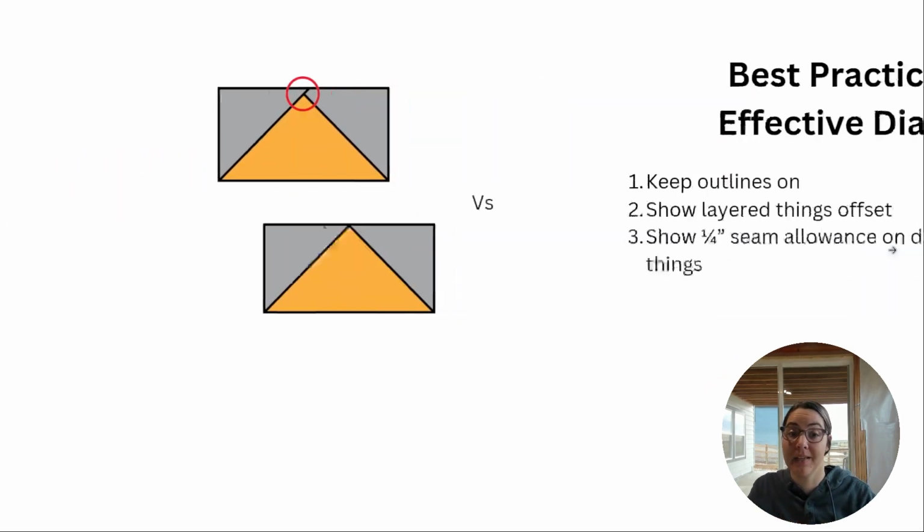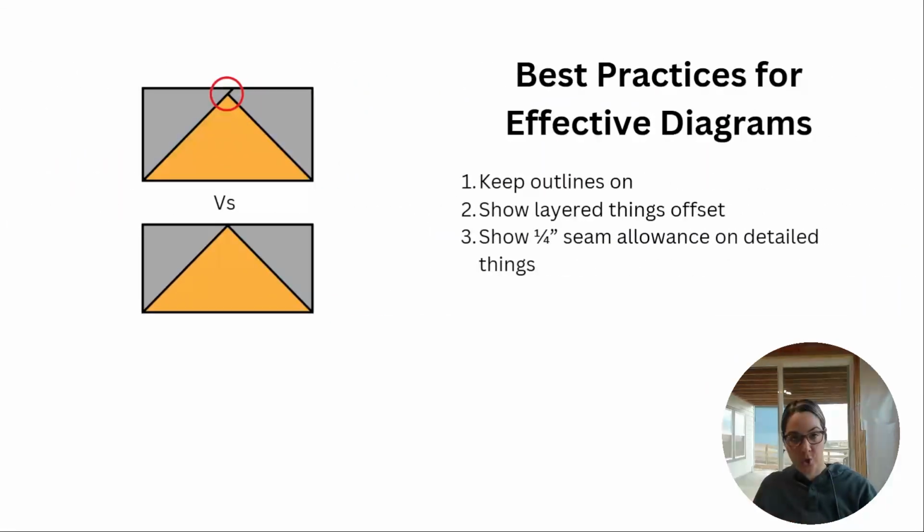The next tip is to make sure that you show or call out those 1/4 inch seam allowances on details, right? Once we get past the detailed objects where we're pulling multiple shapes together, it is totally okay to pull these away. But when we're first making the shape or on a detailed view of it, you definitely want to show those 1/4 inch seam allowances.